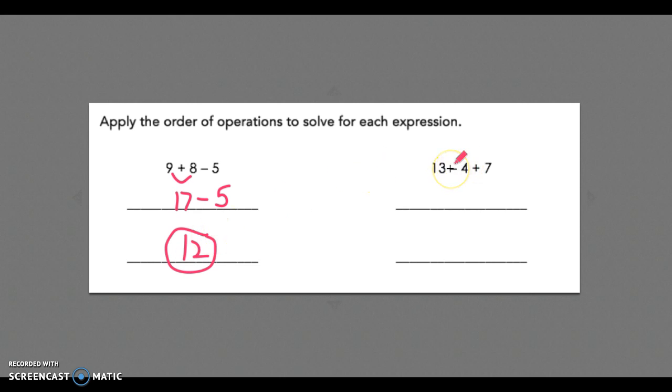On this expression, I'm also left with adding and subtracting. So again, I'm going to work left to right to solve. 13 minus 4 is 9. 9 plus 7 is 16. And again, I'm going to circle my answer to show that this is my final answer.